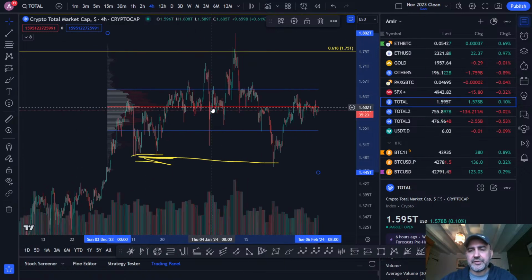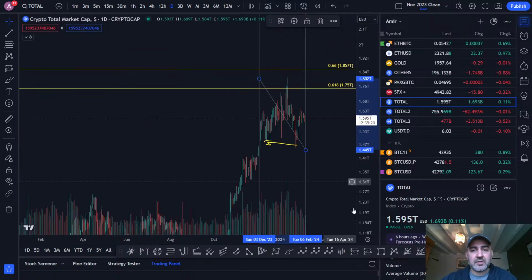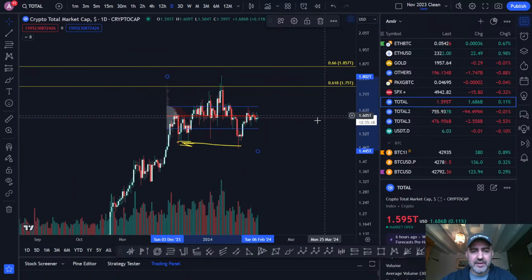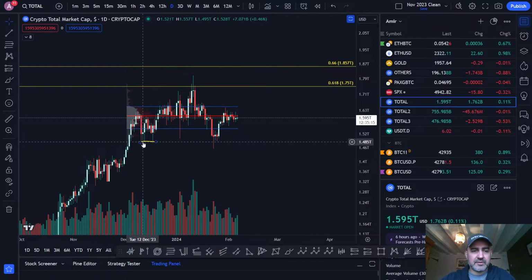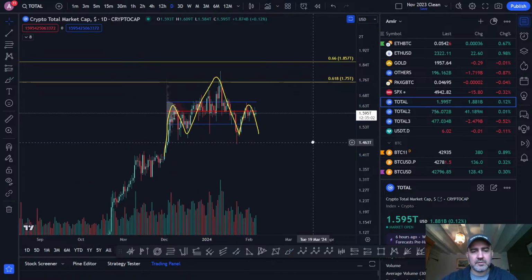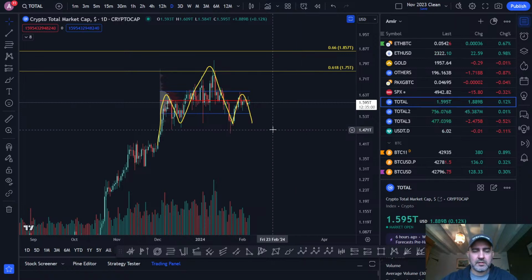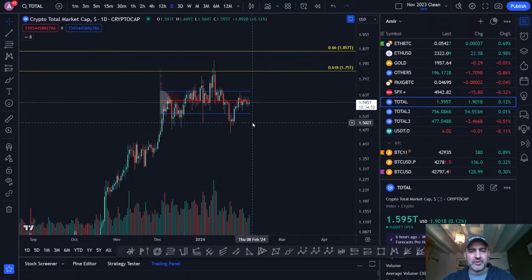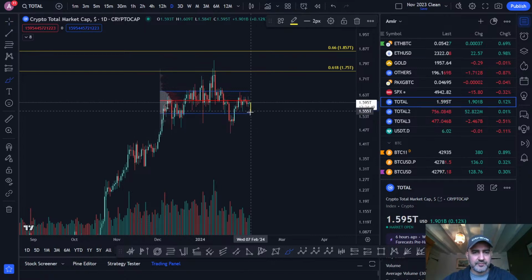We're still ranging on the total crypto market cap, so it's still looking quite healthy. There is a little bit of a head and shoulders pattern forming though. Just making people aware of it. This could be a fake out. This is what I'm actually expecting. I'm possibly expecting this to go down and just fake people out.